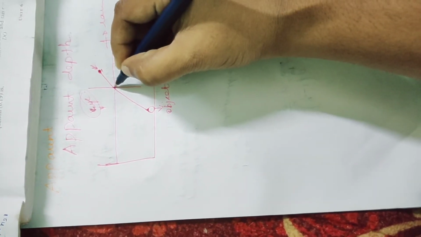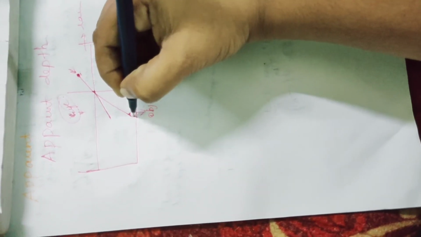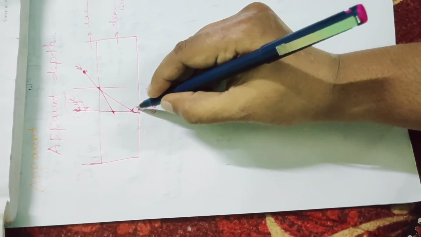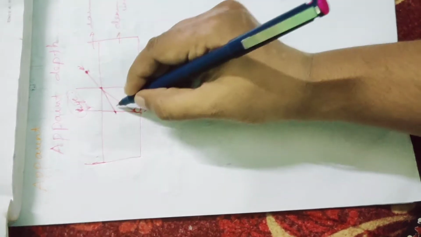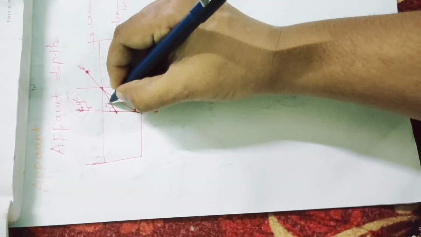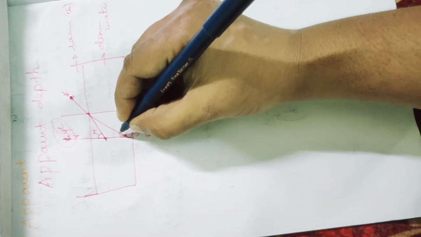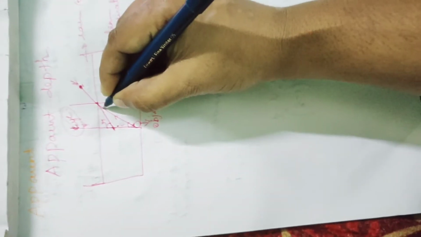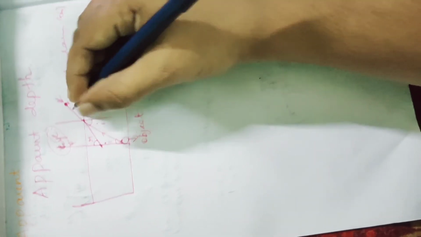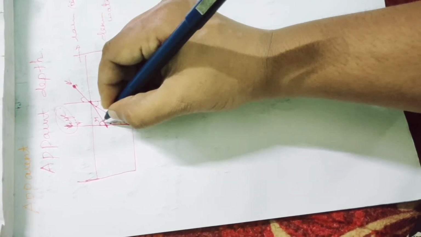That object will be visible. So that makes an angle here, which means you can see the object at this distance. Even though the object is here only, after filling the water, you can see the object in this place. So I make this angle the refraction angle, and this will be the incidence angle. This is the refracted ray.